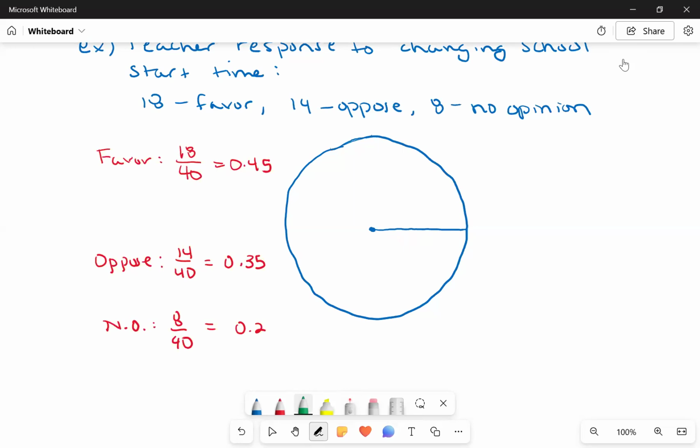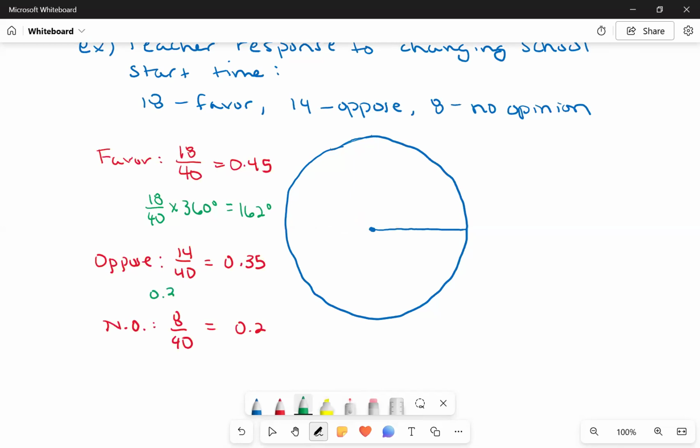So for those in favor, you would take the 18 over 40 or the 0.45 and times it by 360. And that comes out to 162 degrees. Okay, real quick. From line to line, that's considered 180 degrees. A full straight line is 180 degrees. So this is just a little bit less than 180 degrees. Okay, kind of keeping that in mind for drawing.